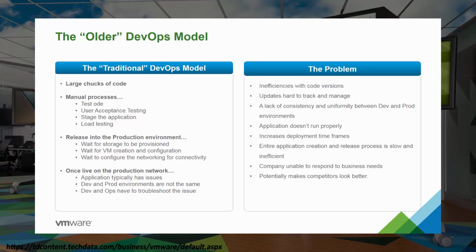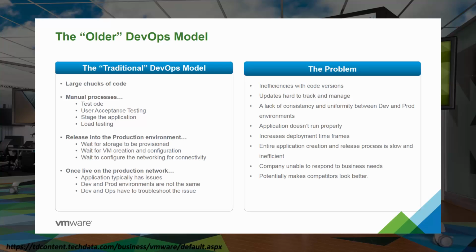So again, that takes time and effort. So I'm sure you can see why this traditional DevOps model doesn't really always work well. There are a lot of issues with it. There are a lot of inefficiencies with code versions and updates that are hard to track and manage throughout the entire application lifecycle process. The lack of consistency and uniformity between the development and the production environments, again, causes those applications to not run properly once they're put into the production environment. And again, this increases the time frame to deploy the application to get it running. So this entire application creation and release process is very slow and inefficient under this model.